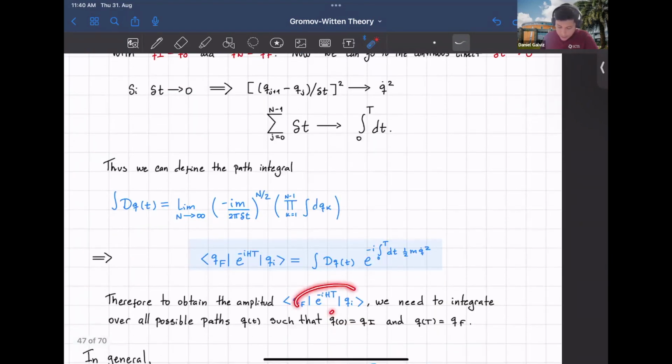Therefore, to obtain this amplitude, we need to integrate over all possible paths. So this is actually taking into account all the possible paths, because in this integral you can do a Taylor expansion, right? And then each of these terms in the Taylor expansion will give you one different path. Of course, the Taylor expansion goes to smaller and smaller components, and these smaller components are less likely to happen.